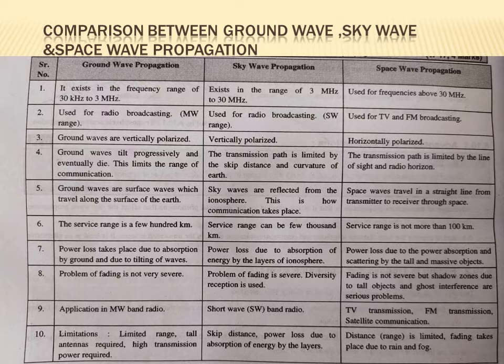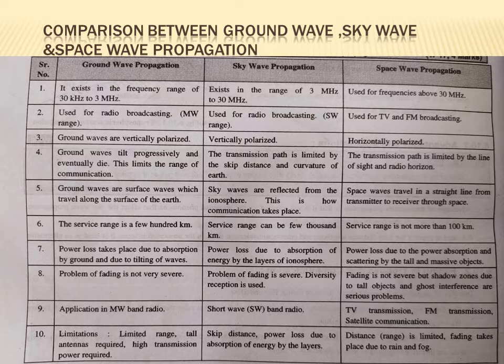Next one is the principle. The principle for ground wave propagation is that ground waves are surface waves which travel along the surface of earth. The principle for sky wave propagation is that sky waves are reflected from the ionosphere. This is how communication takes place. And the principle for space wave propagation is that space waves travel in a straight line from transmitter to receiver through space.